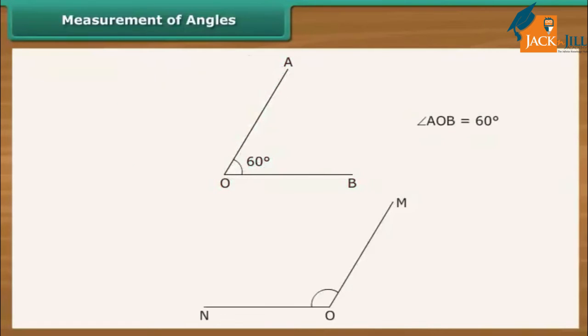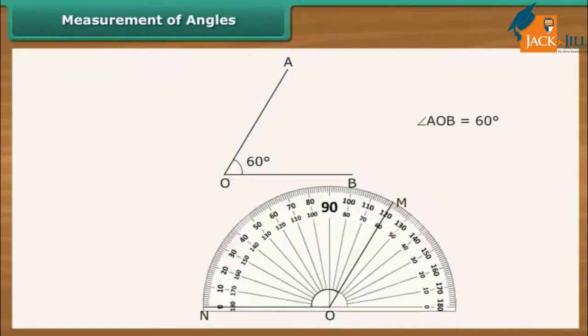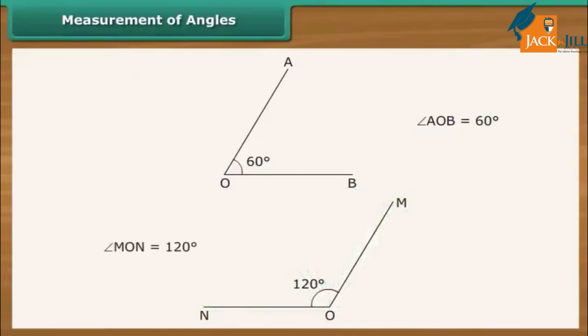Measure angle MON with the help of the protractor. Place the protractor on ray OM. Ensure that the horizontal line at the bottom of the protractor coincides with ON and its midpoint rests on the vertex O. Check the outer marking that coincides with ray OM. It is 120. Therefore, the measure of angle MON is 120 degrees.